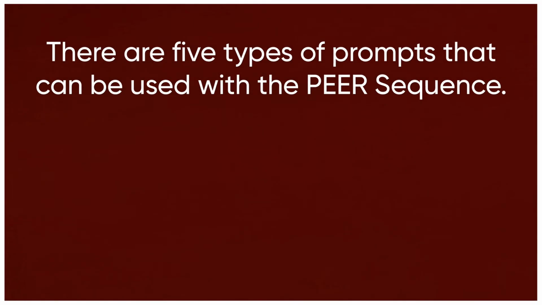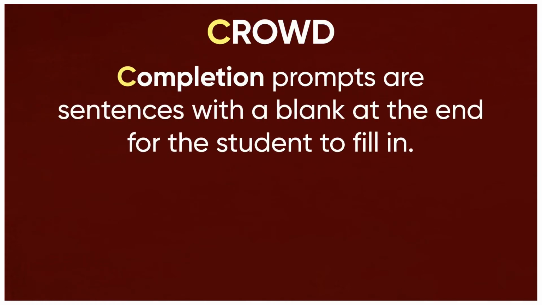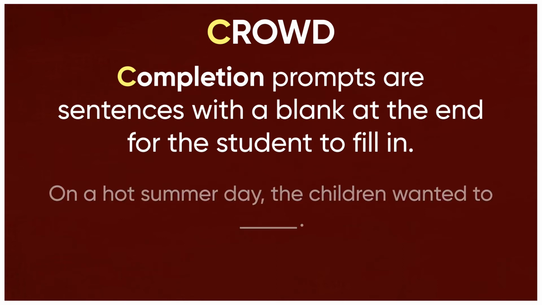There are 5 types of prompts that can be used with the PEER sequence. An easy way to remember the prompts is to think of the word CROWD. Completion prompts are sentences with a blank at the end for the student to fill in. For example, "On a hot summer day, the children wanted to..." The student could say, "play."